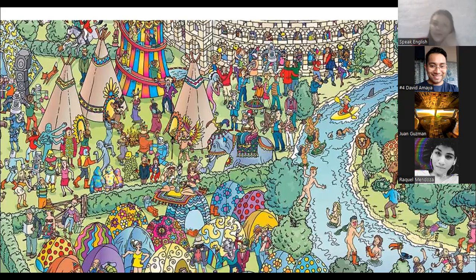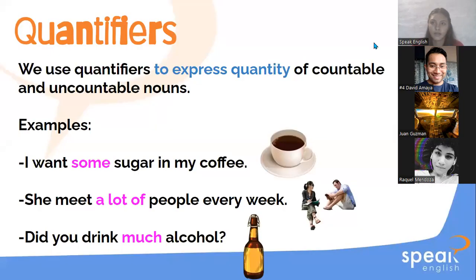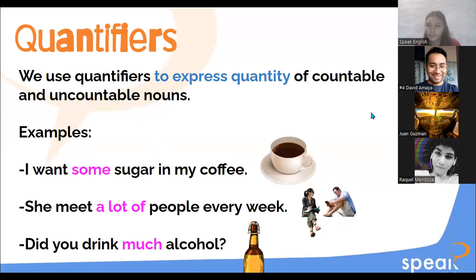So I have to tell you something. To avoid counting all those objects or people that we saw in the picture, we have a trick. And the trick is quantifiers. Okay. So help me read the slide, please.